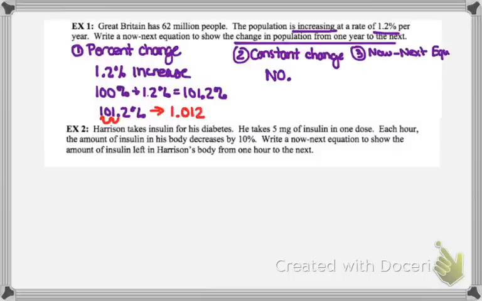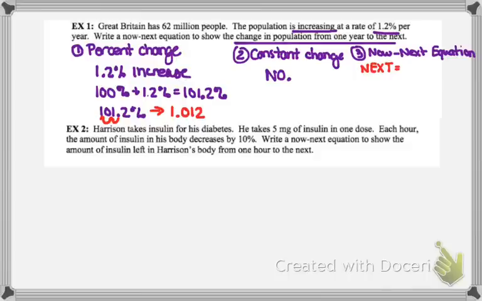Now remember, the point of a now next equation is to get us the next population based on the current population, or to get us the next amount based on the current amount. So we start our now next equation with the word next, because we want to know what the next equals based on the previous amount. Here, remember, if we have a percent change, the way we deal with it is we multiply our percent by our current population.